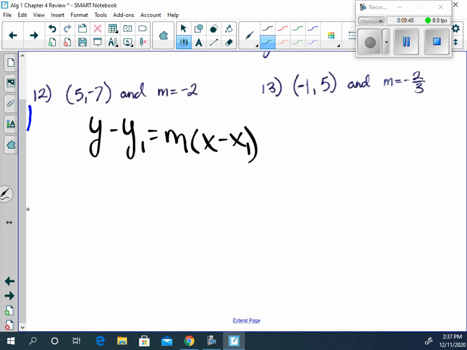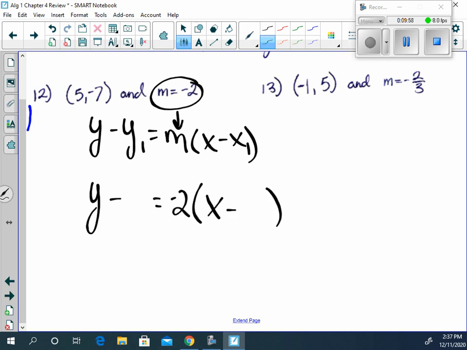Well, for this here, did it give us the slope? Yes. It's negative 2, yes? Now we need to plug in our point. Well, we have our x1, y1. So the y1 value would be -7. The x1 value would be 5. And I think on the homework, that was it, wasn't it?